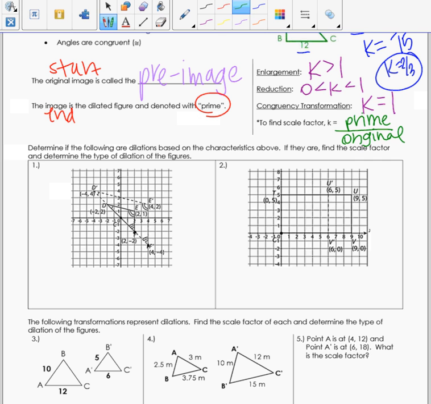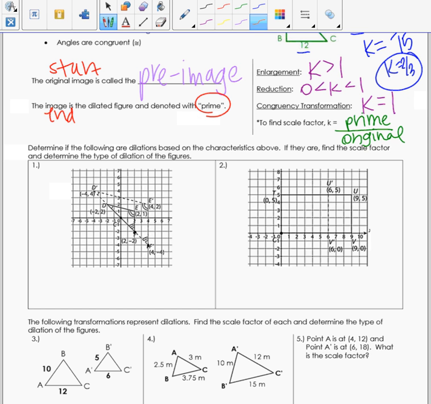So if you look here, we're looking at our points. This is D, this is D prime. Okay, well point D is at -2, 2. Point D prime is at -4, -4. Well, if I take point D, to get it to be D prime, I had to multiply it by 2. -2 times 2 is -4. 2 times 2 is 4. So then you want to check and make sure that that's consistent across the board.